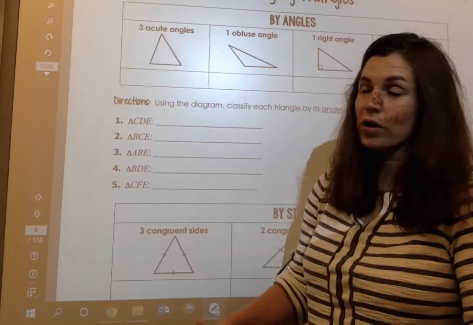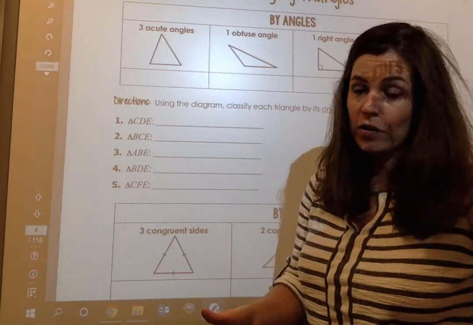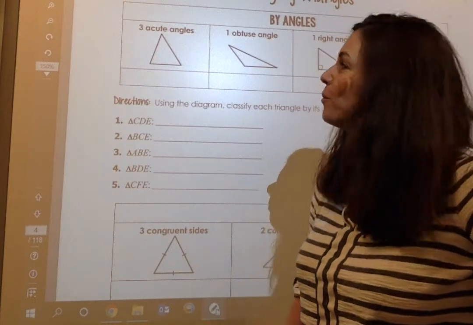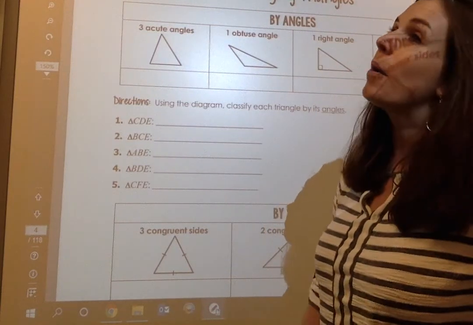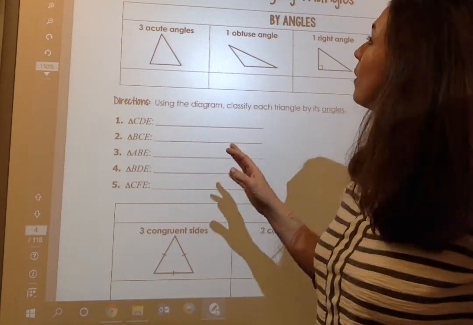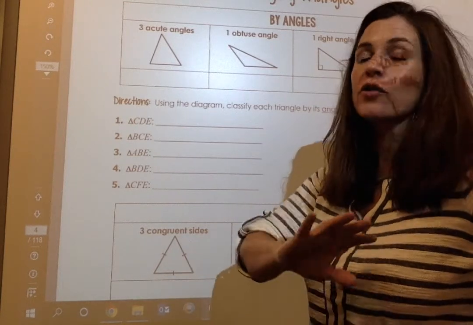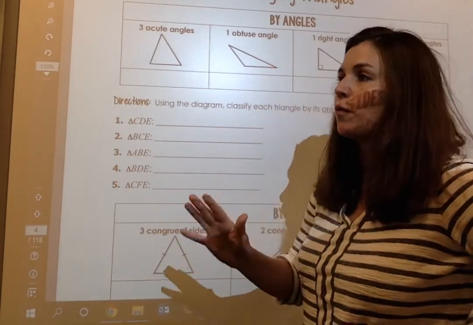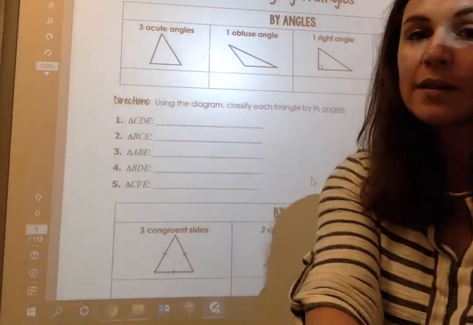In this unit, we're going to be talking all about congruent triangles, proving triangles congruent, so more proofs ahead. But first we need to start looking at triangles and how we classify triangles and know all the parts of a triangle before we get there. So that's what this section is about.